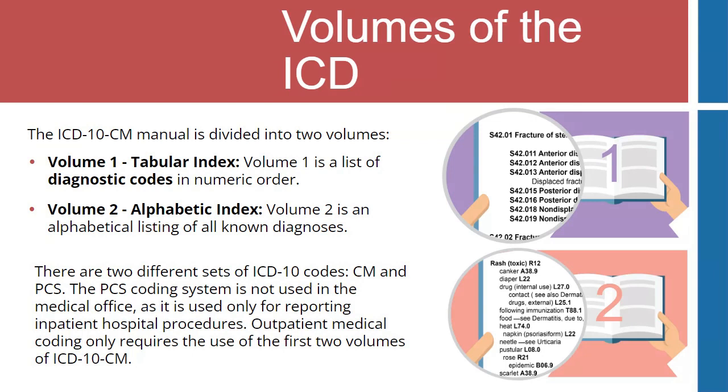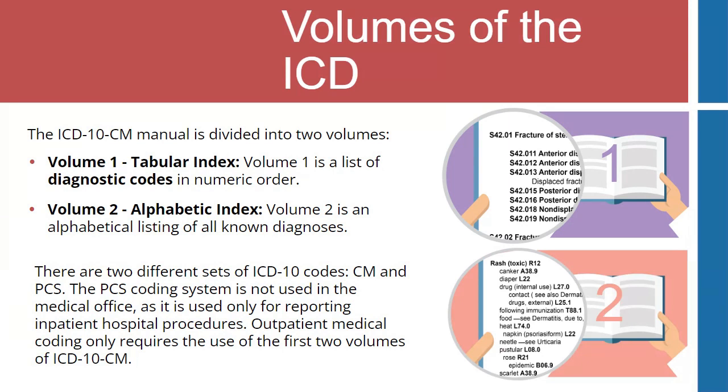Okay. So these next few slides and the next lesson, I believe, will go over how to code in the manual. But like I said, in some instances, the provider will give you the code and you won't have to do any of this. But anyway, the manual is divided into two volumes. Volume 1 is the tabular index. That's the list of diagnosis codes in numeric order.